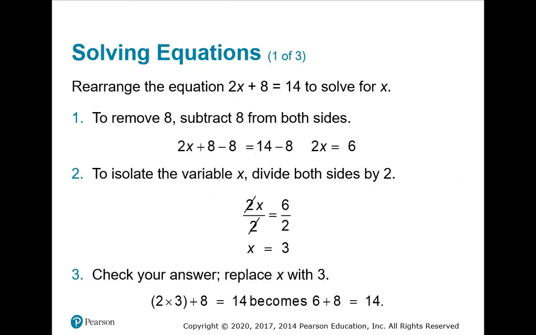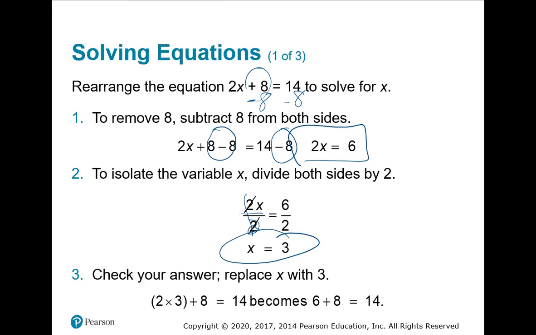Let's rearrange equations to solve for x. Hopefully this is review. If I have 2x plus 8 is equal to 14, I need to get rid of this plus 8, so I'm going to subtract 8 from both sides. You can see here that they subtracted 8, leaving us with 2x is equal to 6. And then to solve for x, I've got to get rid of that 2. Right now, the 2 and the x are being multiplied by each other, so we need to divide by the 2 to get rid of it. 6 divided by 2 is 3, so x is equal to 3.